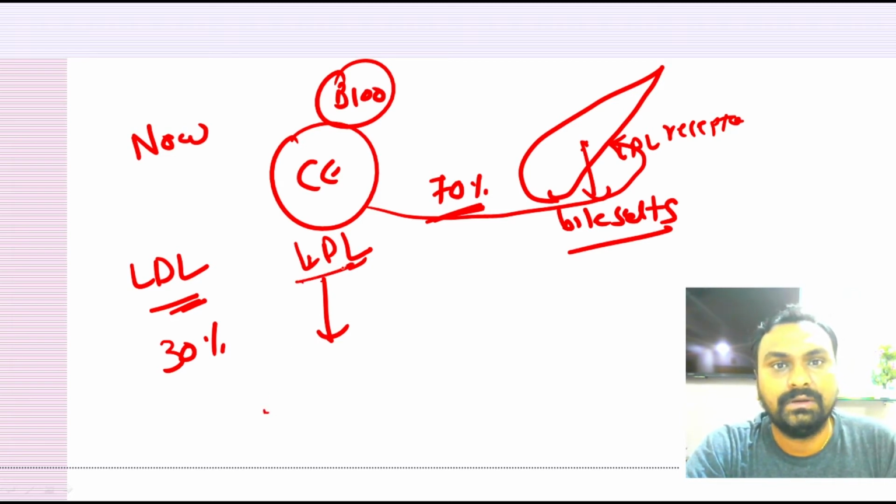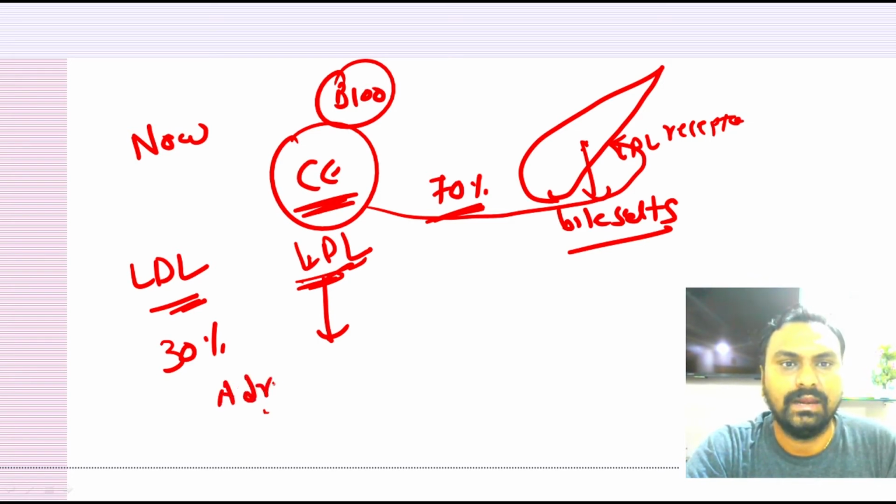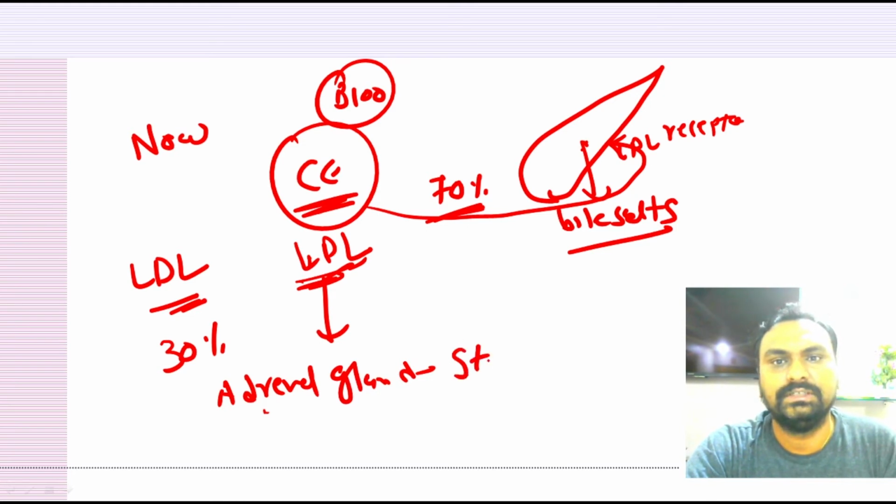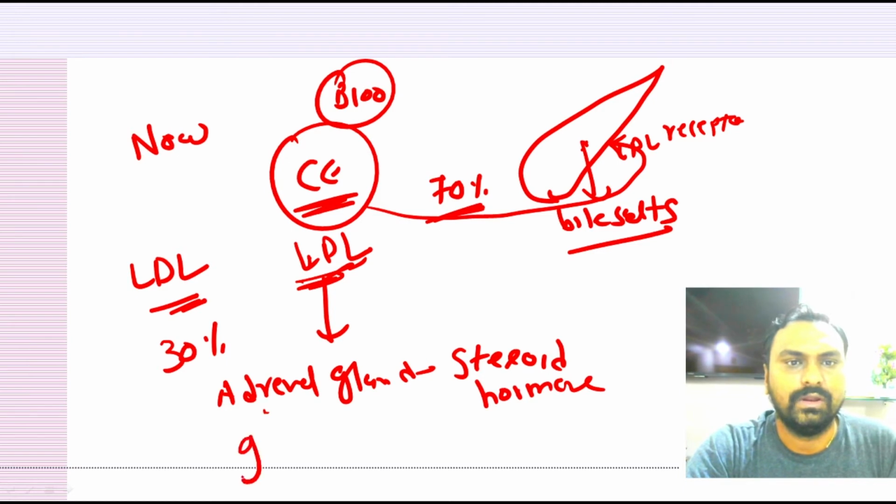But which are the peripheral tissues that require cholesterol? One is the adrenal gland, which requires cholesterol for the synthesis of steroid hormones. One is the gonads.